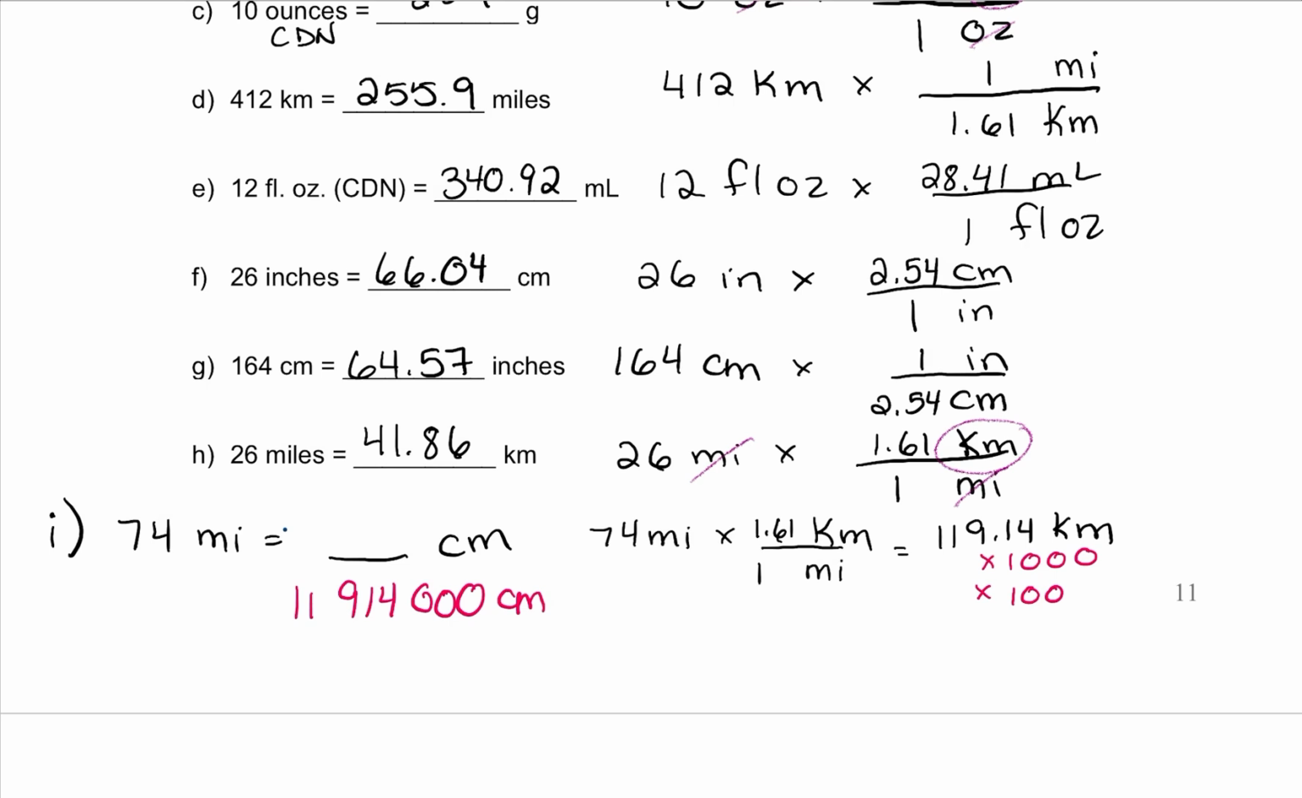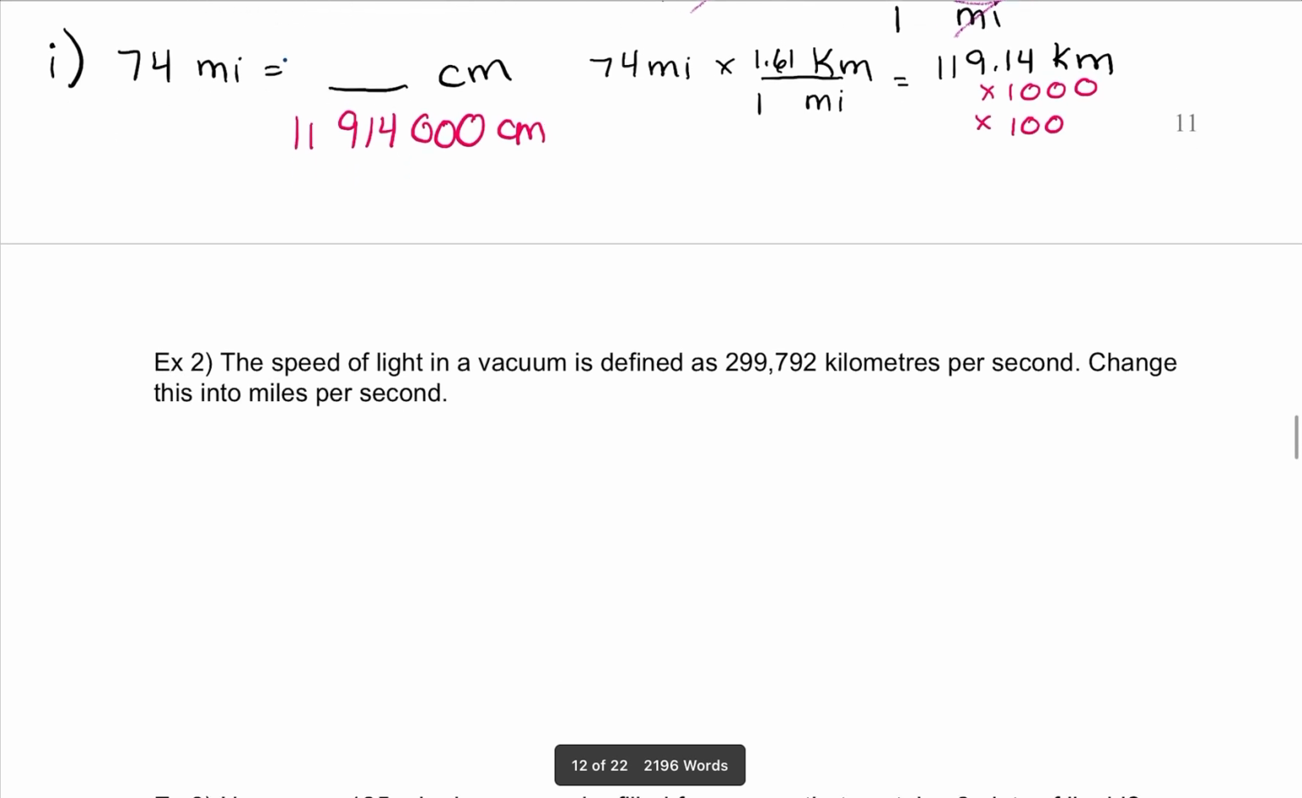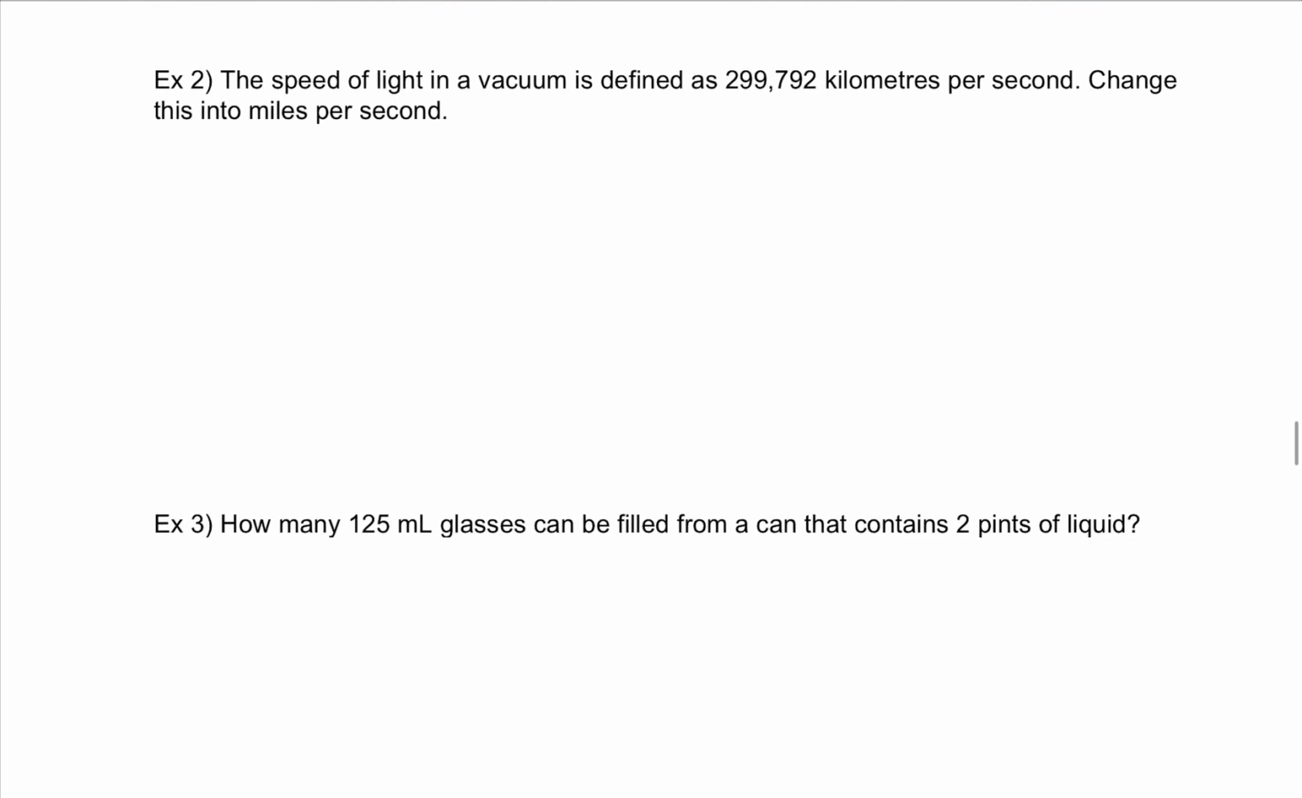Okay, so let's try some word problems. Example 2, the speed of light in a vacuum is defined as 299,792 kilometers per second. Change that into miles per second. So it's directly telling me, take the kilometers you're given and change it to miles. So let's start with our kilometers. We want to change it to miles.